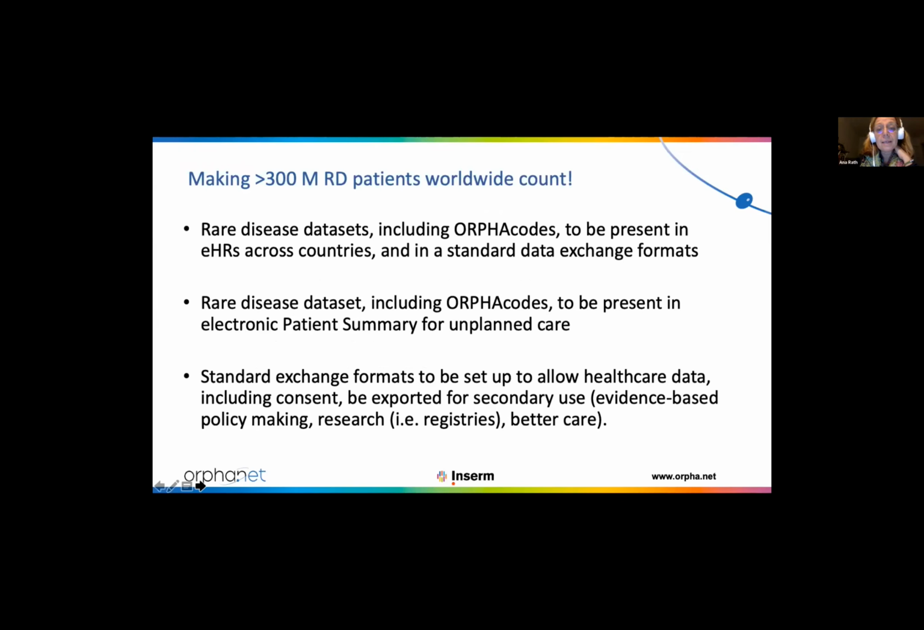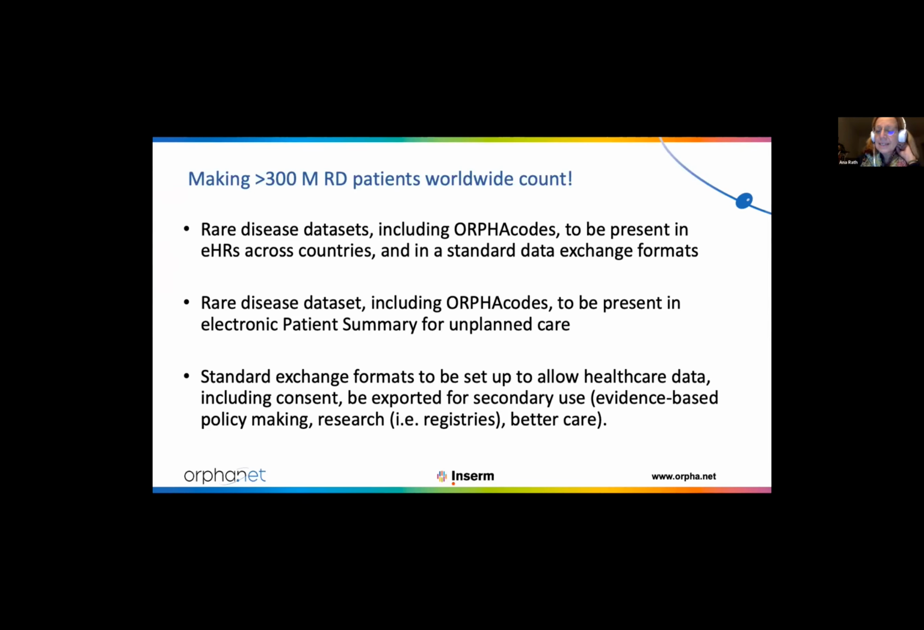So rare disease datasets should be present in electronic health records across countries in order to exchange data in a standard data exchange format. We want to have the ORFA codes present in the electronic patient summaries for unplanned care, because it's where the patients are the most vulnerable in their lives. And also, we need to have standard exchange formats set up to allow healthcare data, including patient consent, to be exported for secondary use.